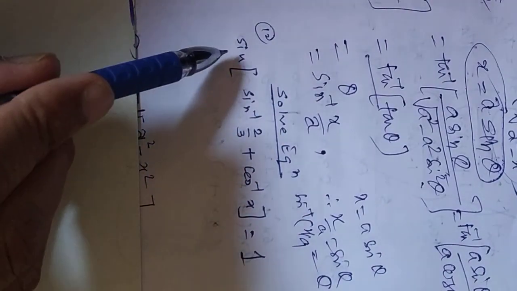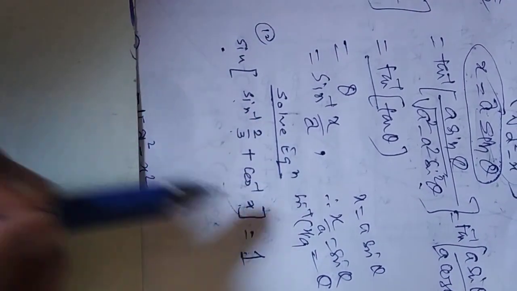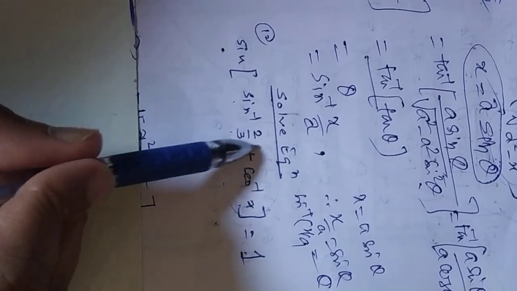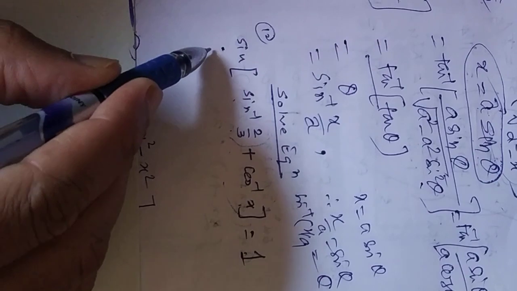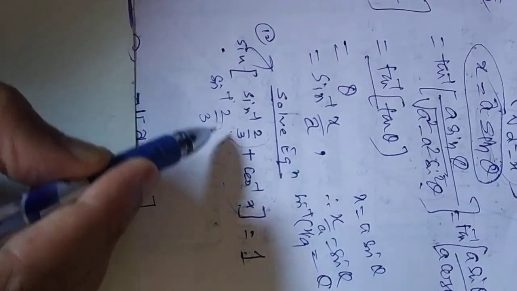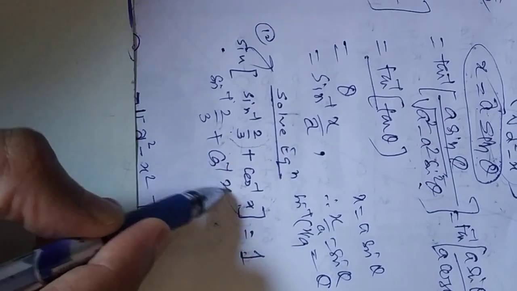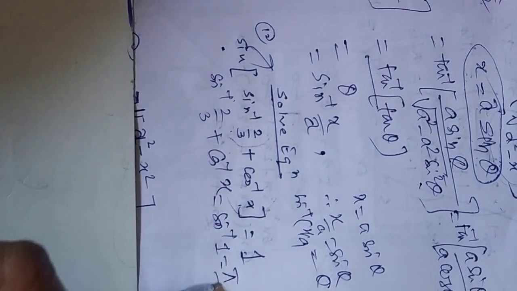For example, sin of this bracket will be equal to 1. This bracket is sin inverse 2 by 3 plus cos inverse of something. We don't know when it will be equal to 2 by 3 and all. So what I am doing, I am shifting that sin to the right side. So it will be sin inverse of 2 by 3 plus cos inverse of x will be equal to sin inverse of 1, and I know this value as well.